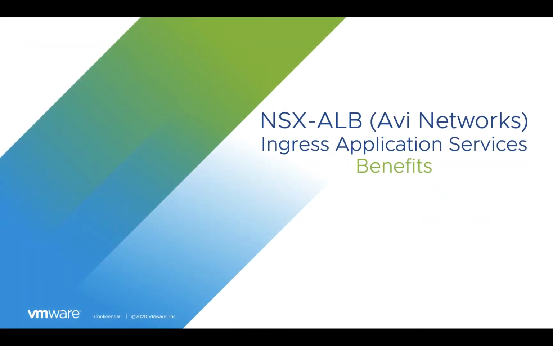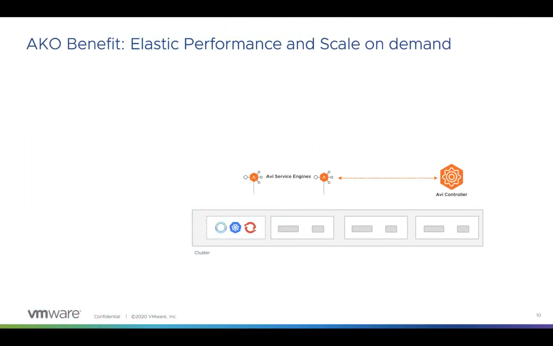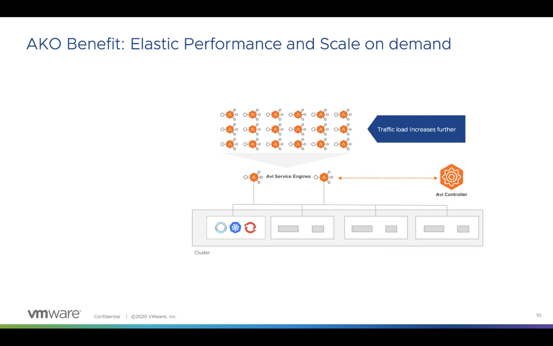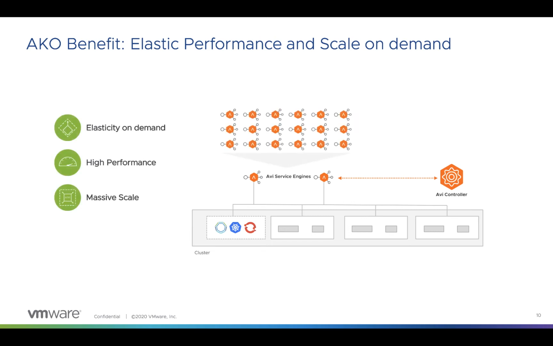Let's talk a bit about the benefits of using NSX-ALB or Avi. The Avi controller is able to elastically scale the service engines according to traffic demands. As the traffic load increases, it can deploy more service engines, elastically scaling the load balancing fabric, and it can also scale down the service engines as the traffic load decreases. This provides an elastic load balancing fabric which scales on demand, provides high performance, and enables massive scale.